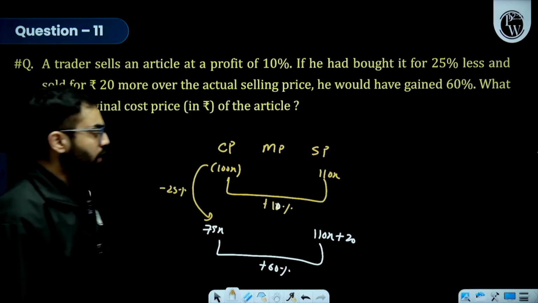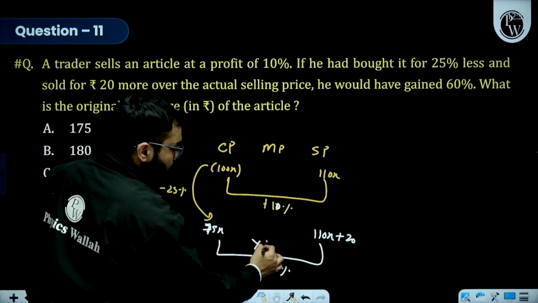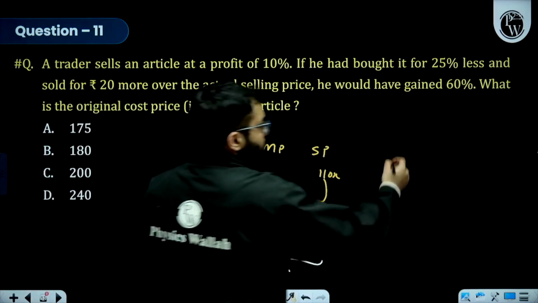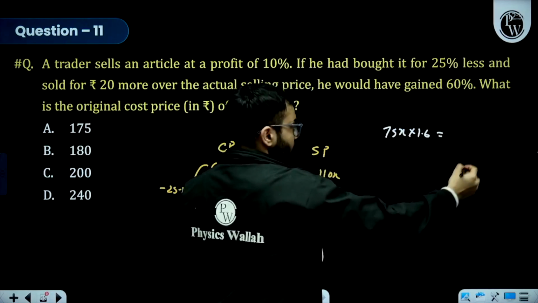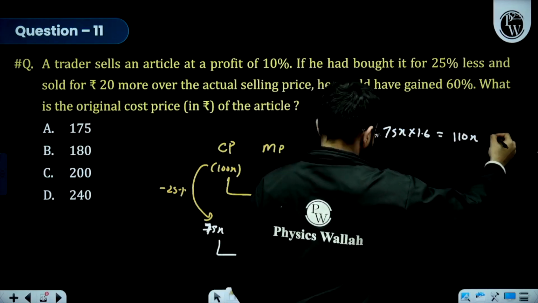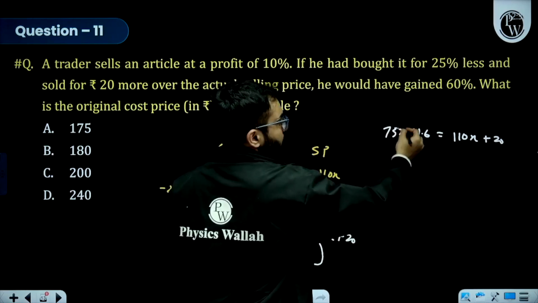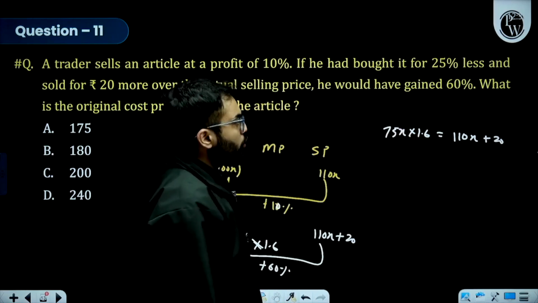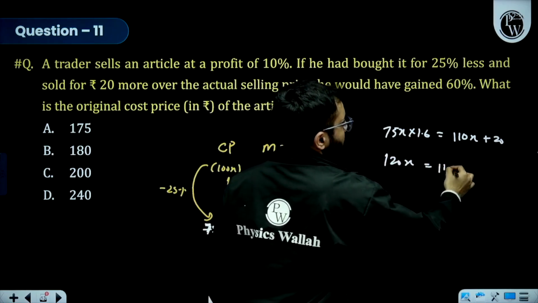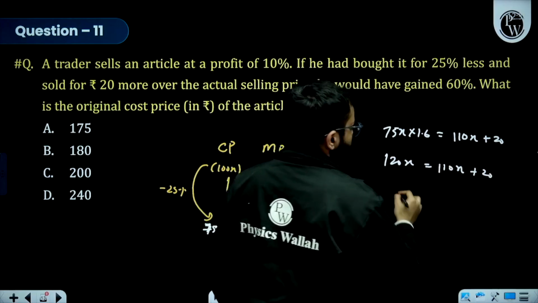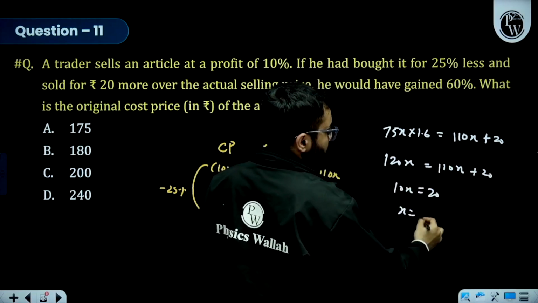So basically what I can do is, if it is an increase of 60%, the multiplication factor is going to be 1.6. So I can say that 75x into 1.6 is going to be equal to 110x plus 20, and 75 into 1.6 is going to result in 120. 120x is equal to 110x plus 20. From here the value of 10x is coming out to be 20 and the value of x is coming out to be 2.